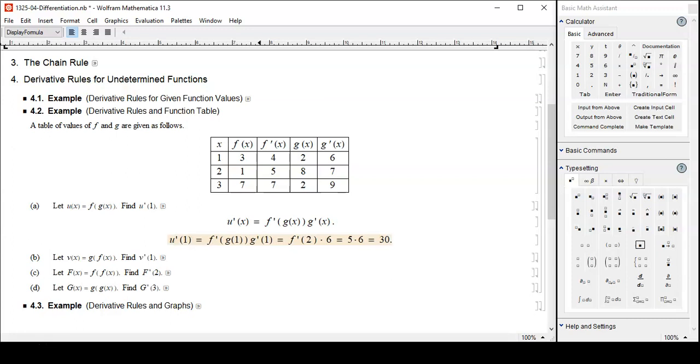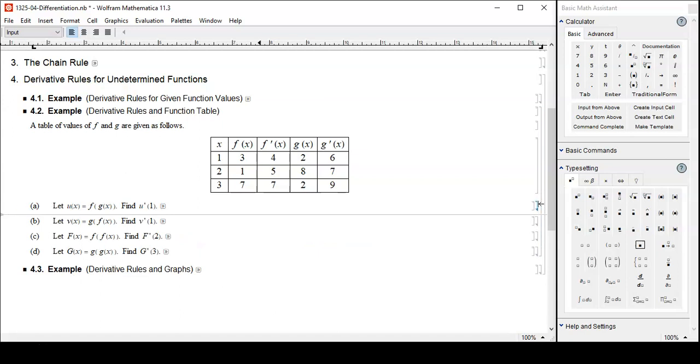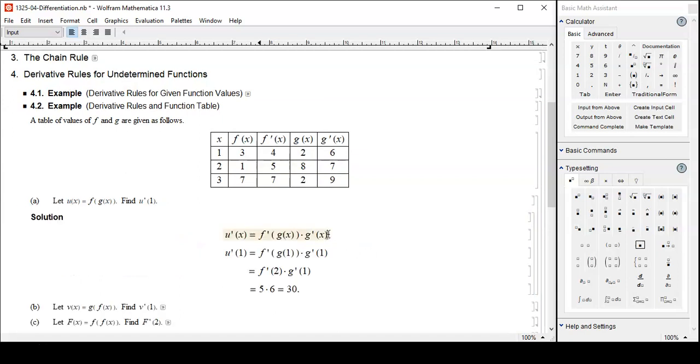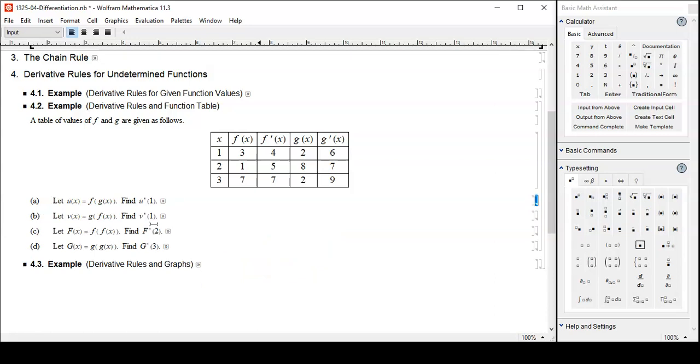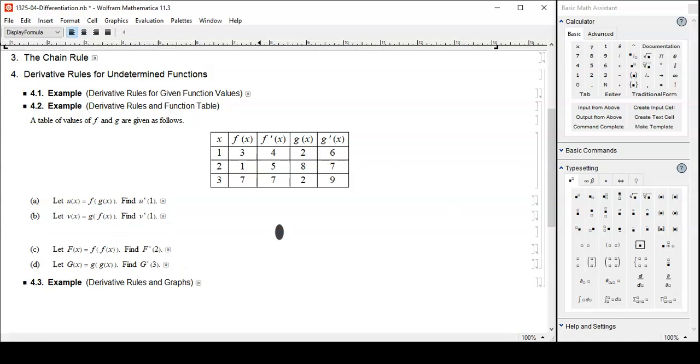A little bit more complicated because the chain rule is involved here, but you can do this with this table. Does it make sense? Here's a chain rule. Plug in x equals 1, and inside is 2. Look up all those values. We have 5 times 6. Okay, how about the next problem here?